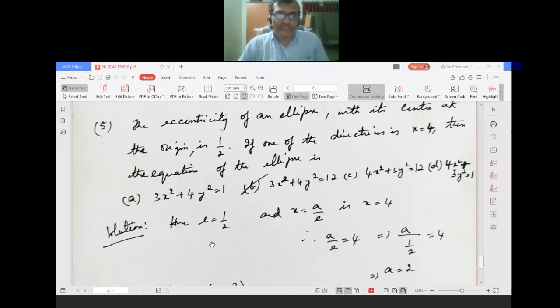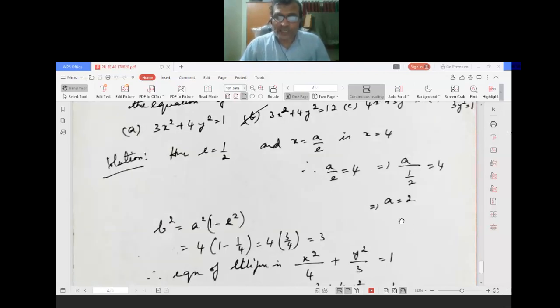Okay, now eccentricity is half and the directrix is x equals a by e. That means the directrix is x equals 4. So a by e equals 4, which implies a by half equals 4. So from this, a equals 2.